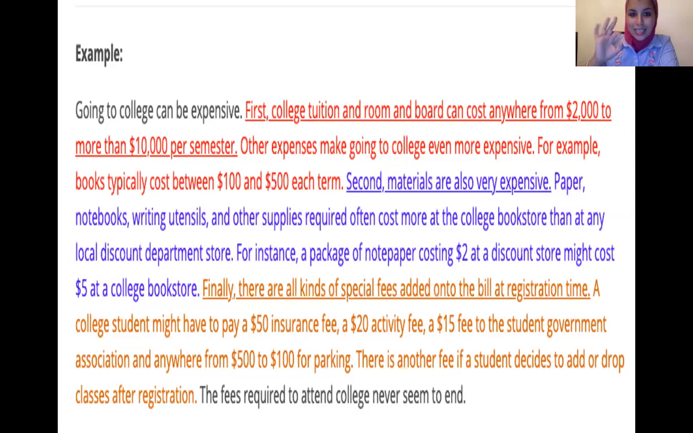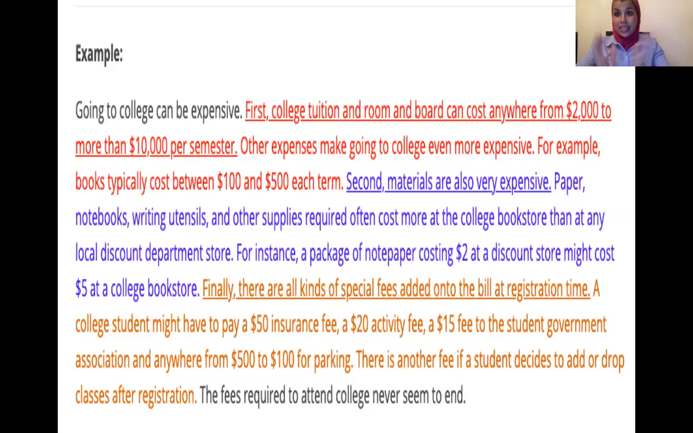Let's see the third idea, colored orange. Finally, can you see the connecting word? There are all kinds of special fees added onto the bill at registration time. A college student might have to pay a $50 insurance fee, a $20 activity fee, a $15 fee to the Student Government Association, and anywhere from $500 to $100 for parking. There is another fee if a student decides to add or drop class after registration. That's the end of the third idea. Then the concluding sentence that we discussed earlier, the fees required to attend college never seem to end.